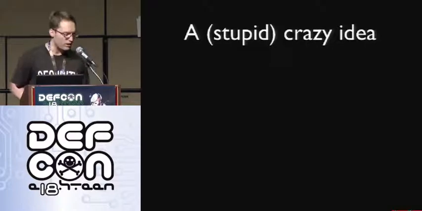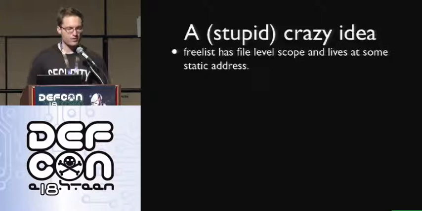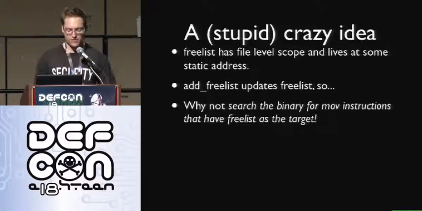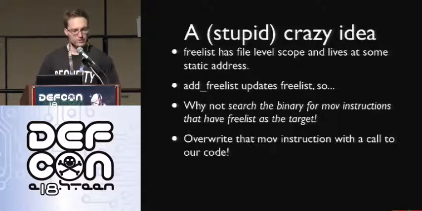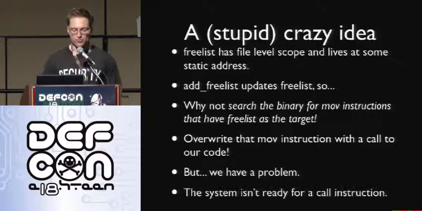So what about a crazy idea? Since freeList has file level scope, it lives at some static address, right? addFreeList updates the freeList by just inserting something at the head of the freeList. Why not just search the binary for all move instructions that target freeList and just overwrite all of those? And it turns out that might actually work, but there are a few problems.